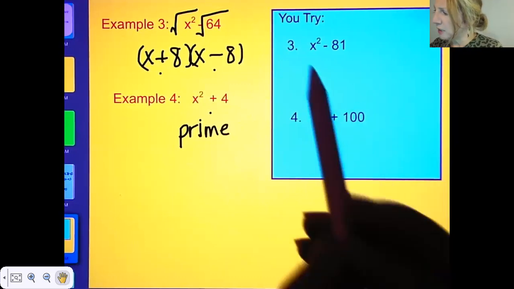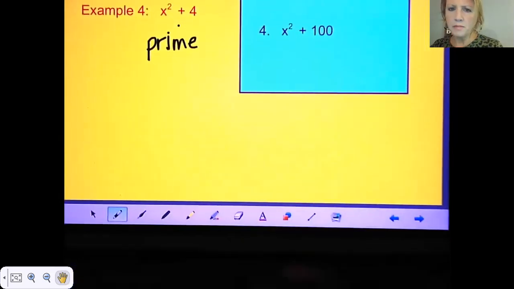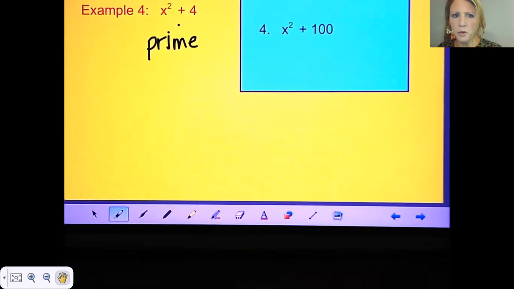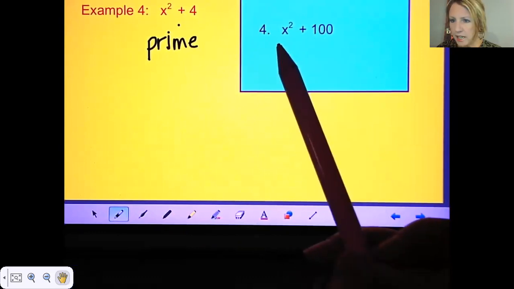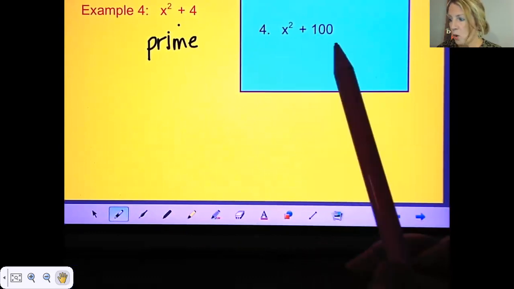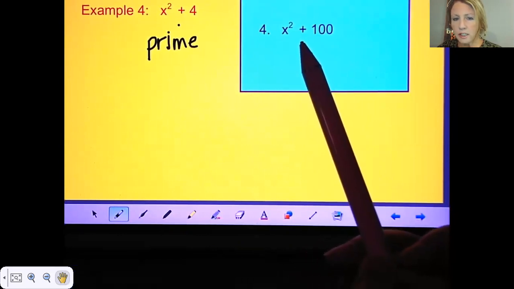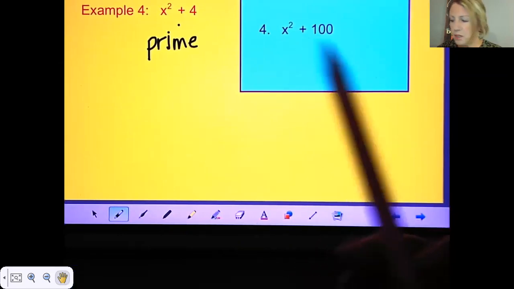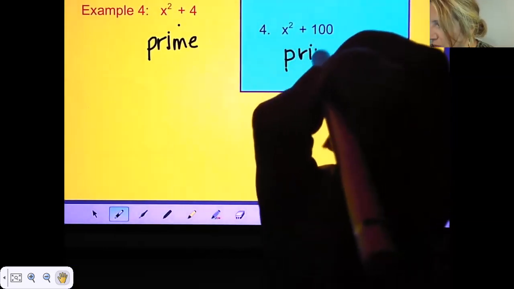Now you've already tried number 3. We did that on the last screen. So if you look at number 4, what do you guys think about number 4? Pay attention to that sign. Okay, and hopefully you recognize this would also be prime because we have 2 terms. X squared is a perfect square. 100 is also a perfect square, but we do not have difference of 2 perfect squares. This is a sum. So again, there's no GCF, so we cannot factor this, so this is prime.